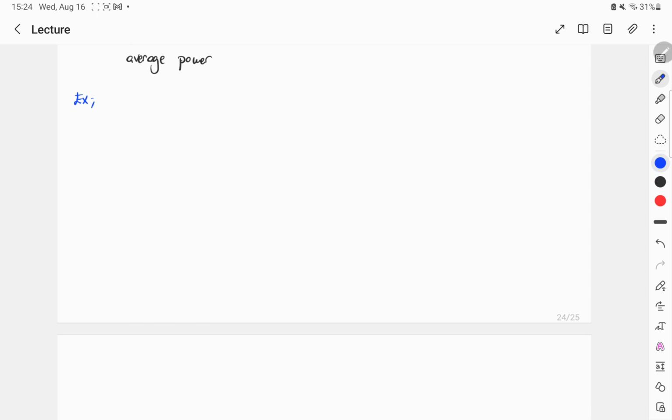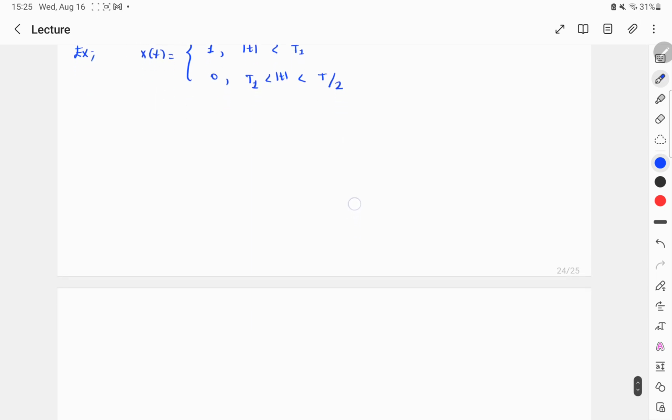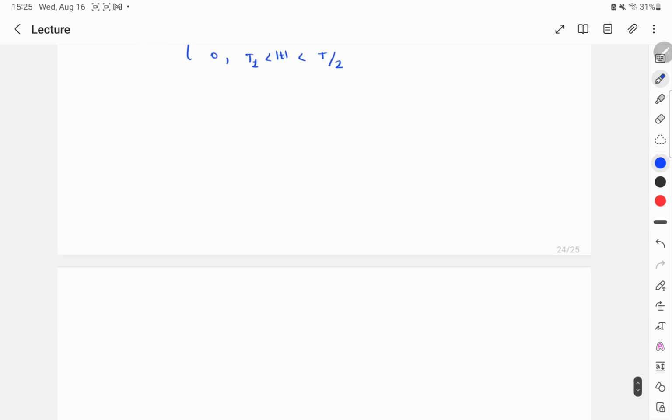So let me first write the square wave expression, which is x(t) takes a value of 1 when t's absolute value is smaller than T1, and then it is 0 when t is bigger than T1 and smaller than capital T, which is the period, over 2. So we already know the formulas, and we are required to find the Fourier series coefficients.